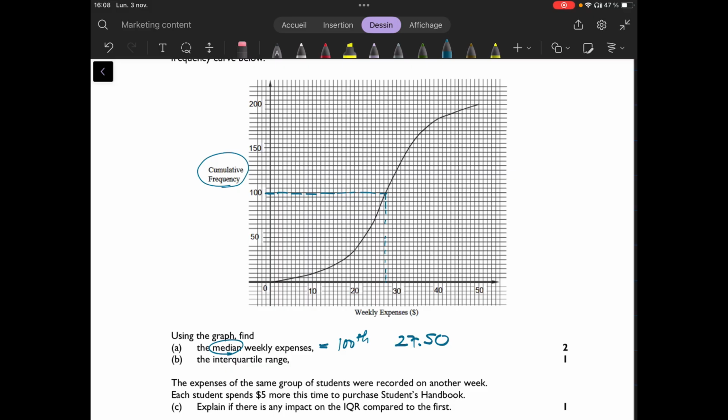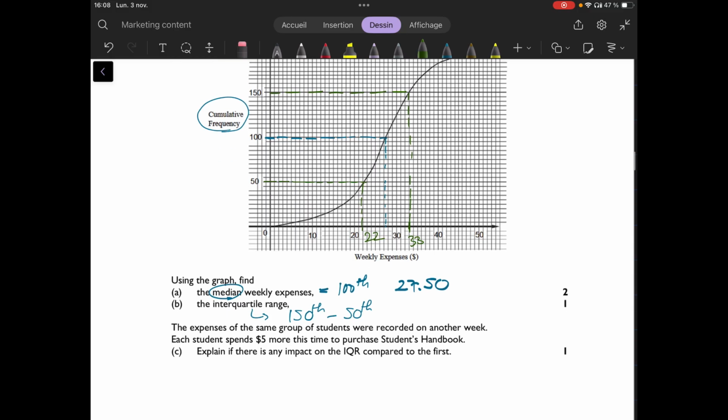The interquartile range. This is the difference between the 75th percentile value and the 25th percentile value. So the 75th percentile value is going to be at this point, so 33, and the 25th percentile value is going to be 22. So the difference is going to be 33 minus 22, or $11. You can also write it as 11.00. Both answers are correct.